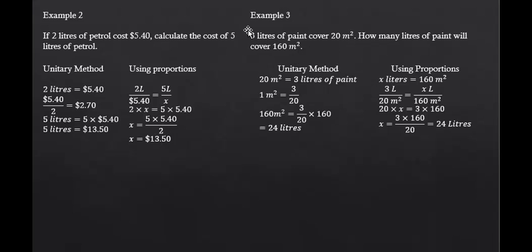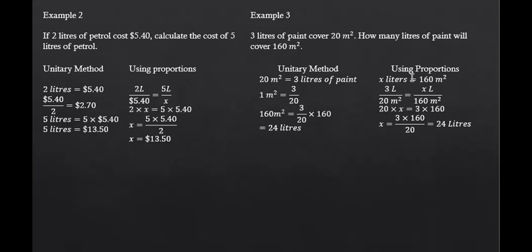No, miss. In this example, we have 3 liters of paint covers 20 meters squared. We want to know how many liters of paint will cover 160 meters squared. This is the unitary method. So we have 20 meters squared and we have 3 liters. So we want to find out how much in 1 meter squared. So 1 meter squared will be 3 over 20. We also want to find out how many liters will cover 160. We could choose to find the decimal form, but I personally prefer to multiply by the 160 and calculate everything together on the calculator, which will give me 24 liters.